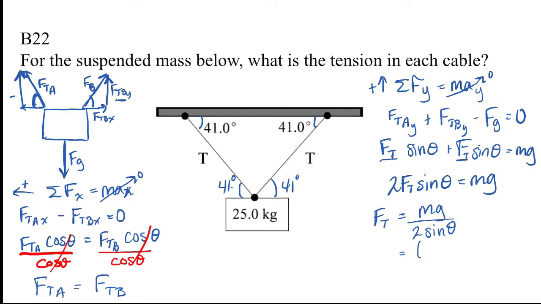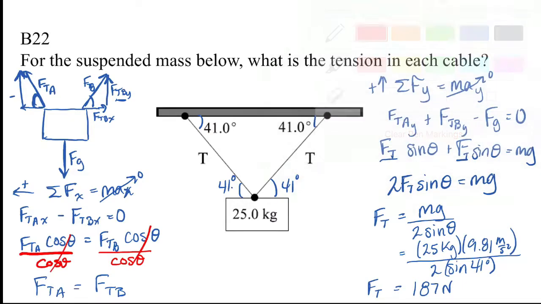So mass, what was it again? 25 kilograms times 9.81 meters per second squared divided by 2 times sine of 41 degrees. Okay. And the force of tension we get is 187 newtons. Okay, so there we go. So, that's not bad, right? We can do that when the angles are the same.